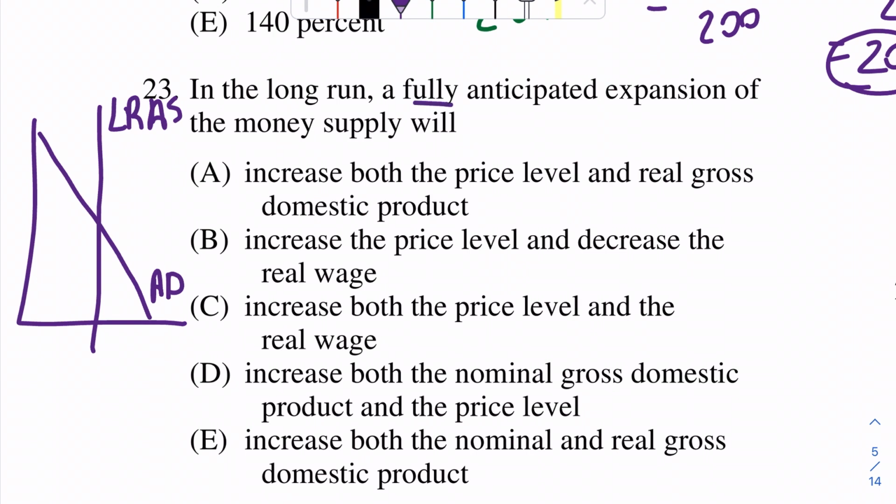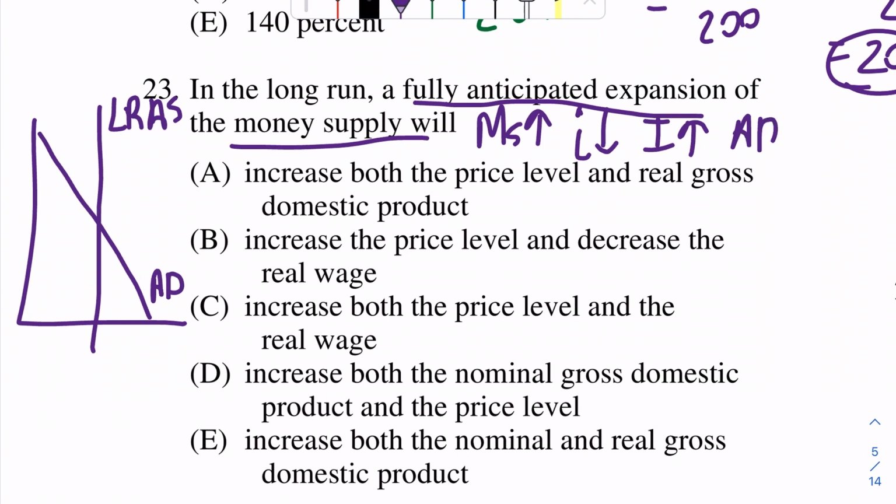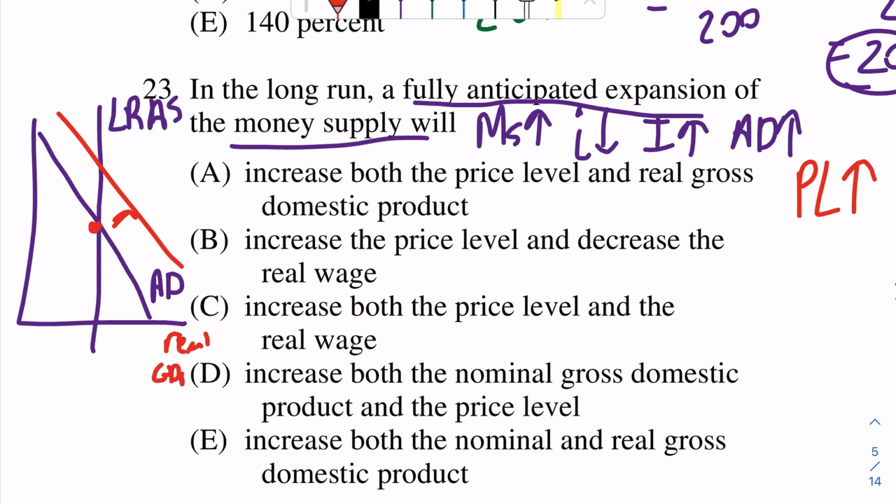Now, fully anticipated expansion of the money supply. So, money supply goes up, the nominal interest rate goes down, investment goes up, aggregate demand will go up. So what happened to price level? Price level increases. But what happened to the real GDP? The real GDP stays the same.